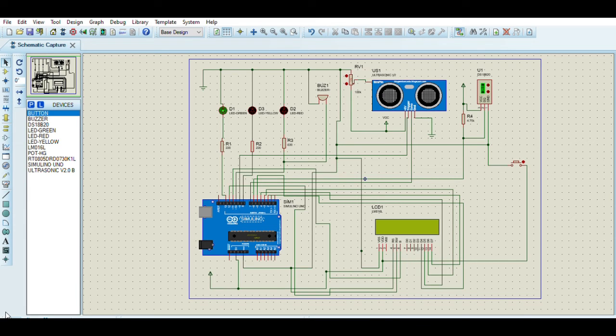Okay, this is the initial circuit for the flood detection based on IoT. For the circuit, we have Arduino Uno, LCD, three LEDs, which are LED green, LED yellow, and LED red, a buzzer, an ultrasonic sensor, and a potentiometer. For this simulation, we assume that the potentiometer is the water. So we start.